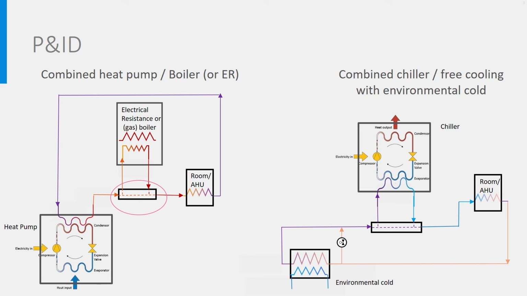If the temperature is low enough, it goes back to the room. If it is not, it is sent to the chiller to be cooled further before going to the room. Just like for the heat pump, at this place there is a controller deciding what to do according to the temperature. Observe that here there is a bypass in case the environmental cold has a too high temperature and cannot be used for cooling.